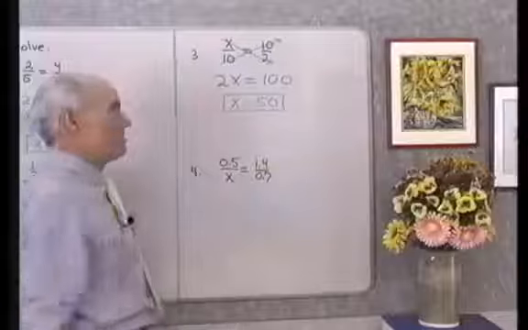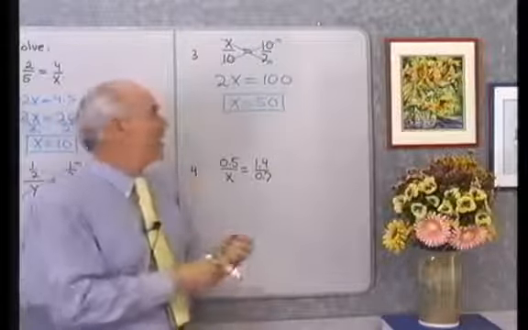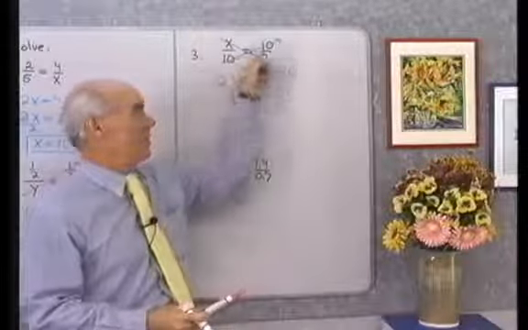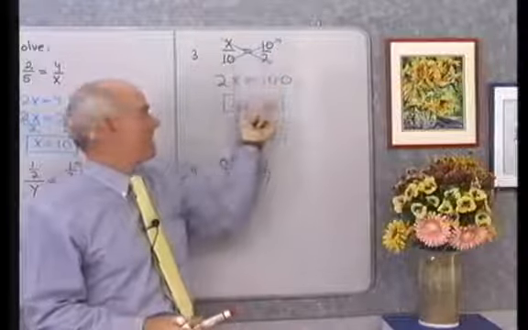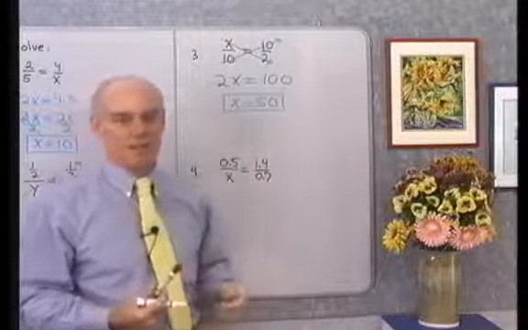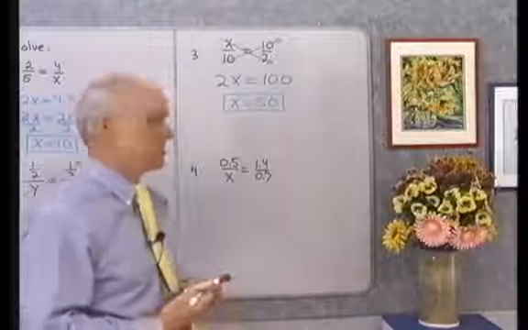So they seem to get easier as we go. Simply apply that means extremes property. I multiply down this diagonal, multiply up that diagonal. I get an equation that's equivalent to this, and that gives me the simple equation to solve. I divide both sides by 2, and I end up with x is equal to 50. Here's our next one.